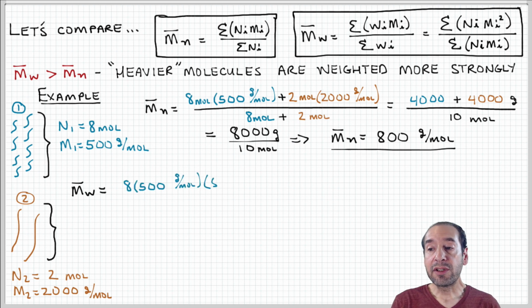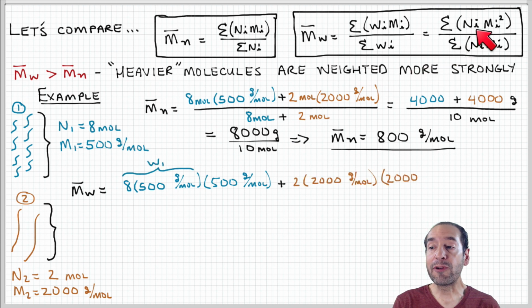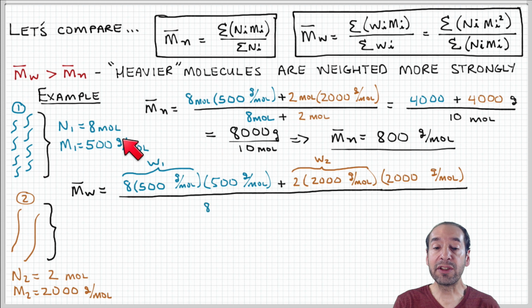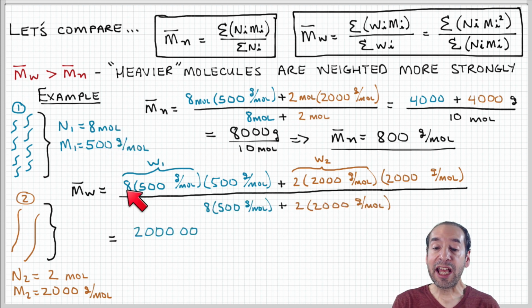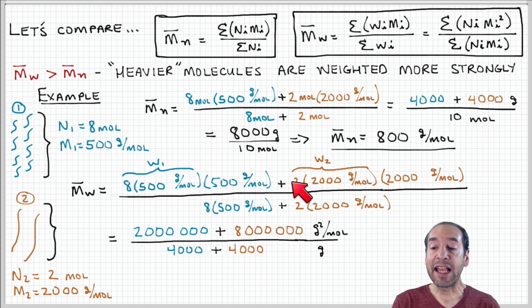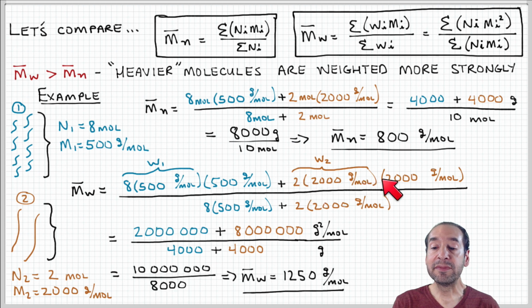Okay, so again, we have our relationship. Let's use this one since we're given the number fraction and the molecular weight of each fraction. So here I have NI, MI squared. So I have 8 moles times 500 grams per mole squared. And for the second fraction, I have 2 moles times 2,000 grams per mole squared. And then in the denominator, I have the product of NI, MI, which is the weight. So I have 8 moles times 500 grams per mole plus 2 moles times 2,000 grams per mole.